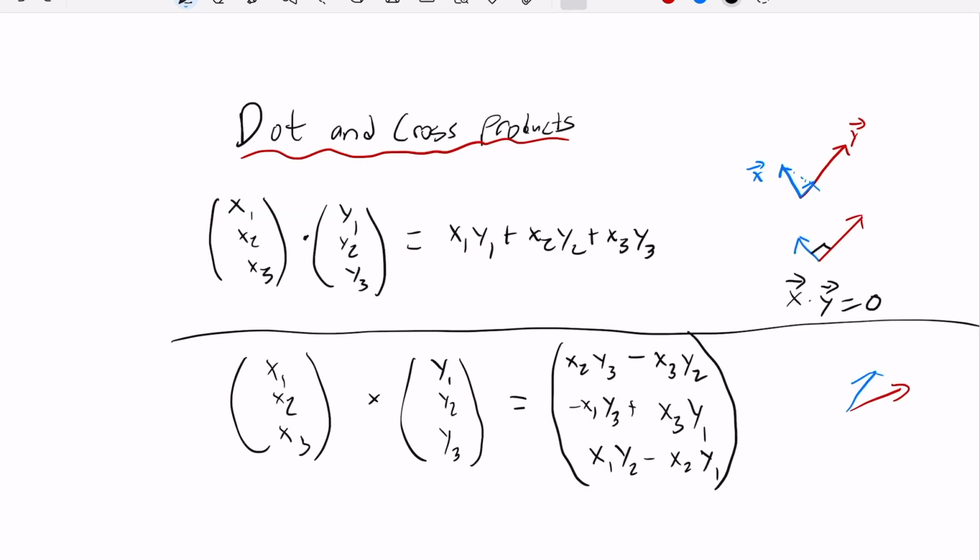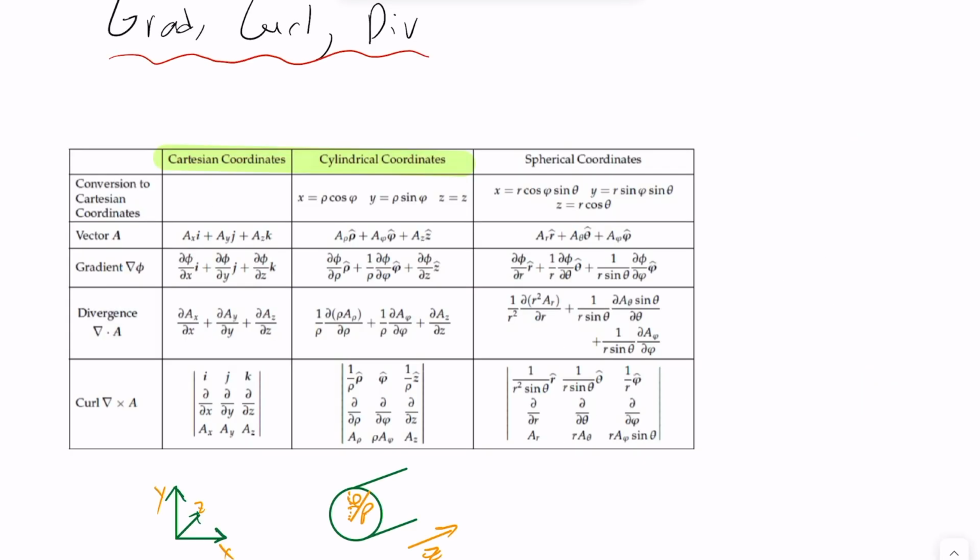Another important but less intuitive concept is the cross product. The formula is shown here, but what's most important to remember is that if you have two vectors in 3D space, the cross product is going to be the vector that's perpendicular to both of these vectors, so it's perpendicular to the plane containing these two vectors, and it's going to increase as the angle between these two vectors gets closer and closer to 90 degrees. And if these two vectors are on the same plane, then the cross product between them is going to be 0.